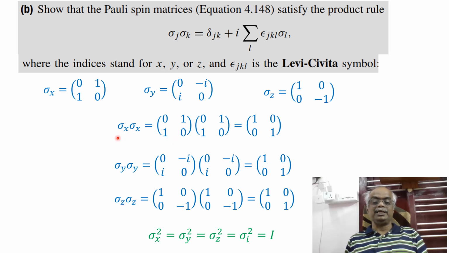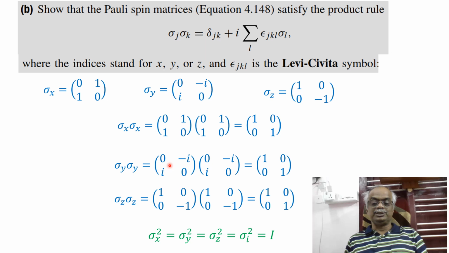Then you multiply this matrix and this matrix, sigma x and the matrix sigma x itself. So both are same, only the first term exists. If you multiply this, you will get 1 0 0 1. This is a simple multiplication. Then similarly, sigma y. The first term is 1 because both are same.